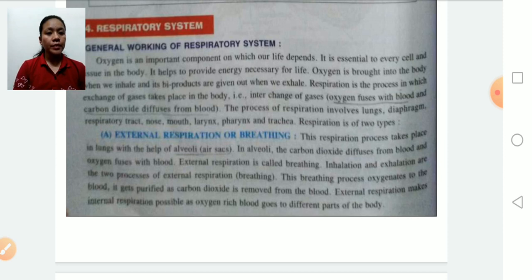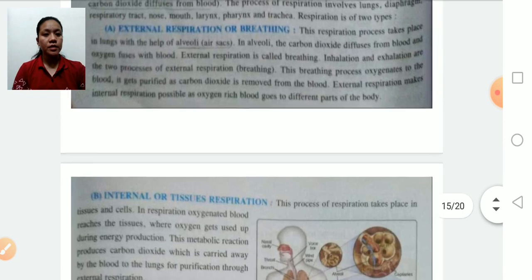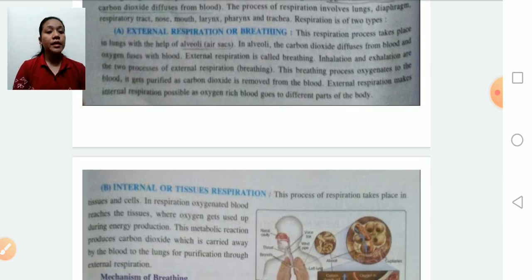The process of respiration involves lungs, diaphragm, respiratory tract, nose, mouth, larynx, pharynx, and trachea. Respiration is of two types: internal respiration and external respiration. In internal respiration, the respiration takes place between lungs and blood.